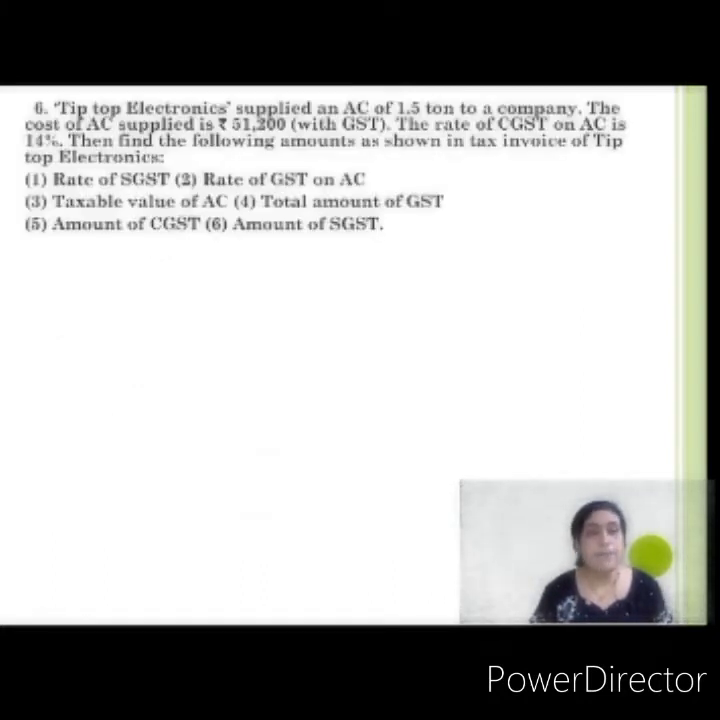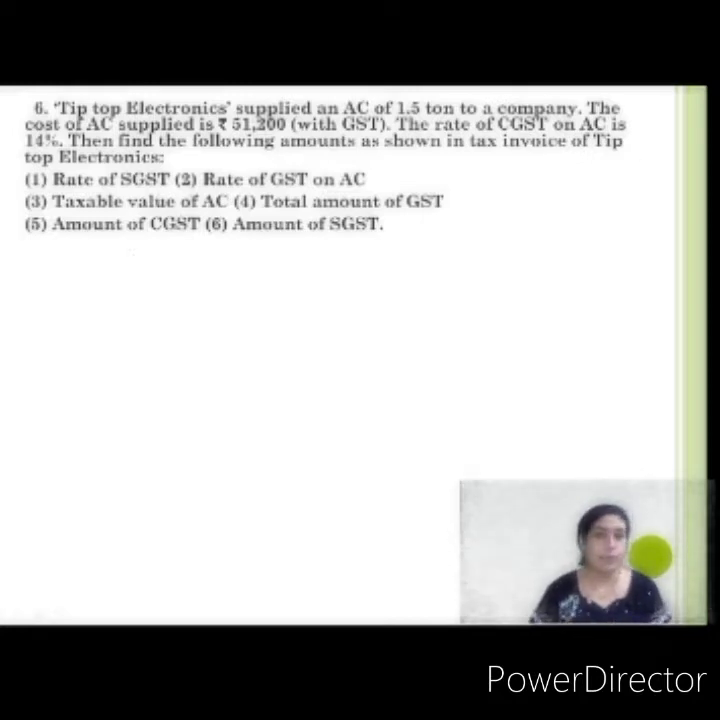Sixth example. Tip-Top Electronics supplied an AC of 1.5 ton to a company. The cost of the AC supplied is rupees 51,200 with GST. Okay, it is including GST. The rate of GST on AC is 14%. Then find the following amounts as shown in the tax invoice of Tip-Top Electronics.